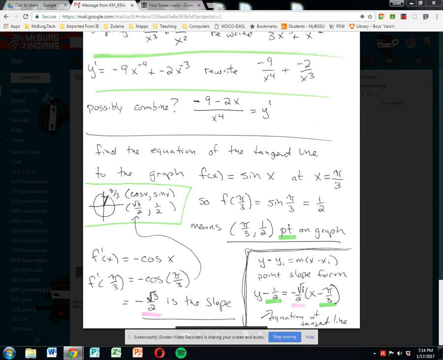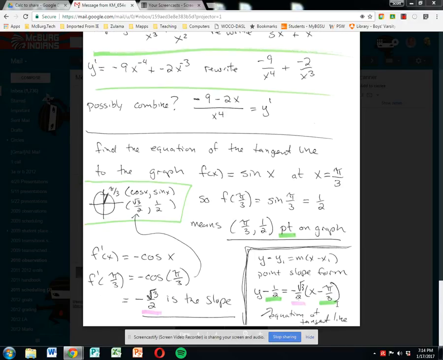This is the slope. Now hopefully we remember point-slope form. We went over this about a video ago. y minus y1 equals slope times x minus x1. In point-slope form, this would be y minus 1/2, the y value from up here, equals the slope, from the derivative evaluated at that point, times the quantity x minus the x value. And again, this is the x value from the point on the graph. This gives us the equation of the tangent line.